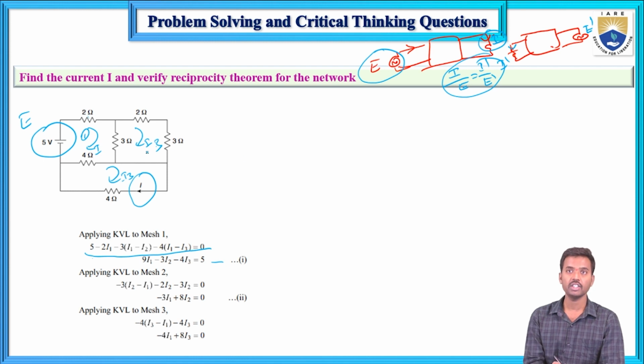Now if you apply KVL in mesh 2, I2 minus I3 into 3, this one minus 3, and 2 into I2, and next 3 into I2. This is equation number 2. The simplified equation is minus 3I1 plus 8I2 equals 0. Now this is equation number 3: 4 into I3 minus I1, and next 4 into I3. If you solve these 3 equations, you will get I1, I2 and I3.